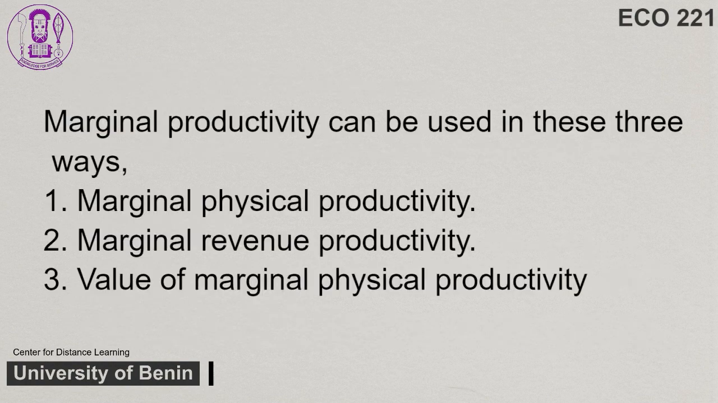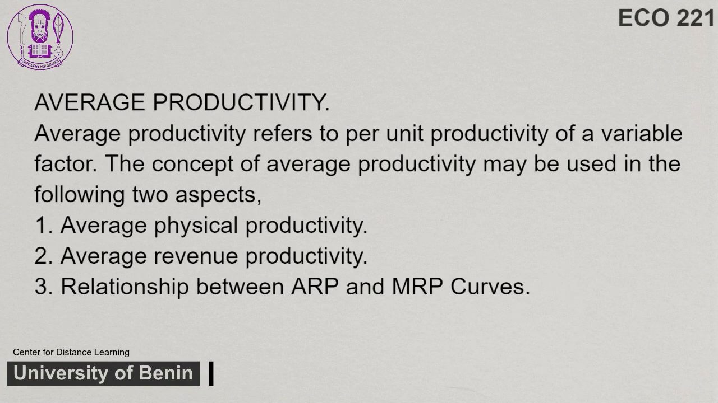Marginal productivity can be used in these three ways. 1. Marginal physical productivity. 2. Marginal revenue productivity. 3. Value of marginal physical productivity. Average productivity. Average productivity refers to the per unit productivity of a variable factor. The concept of average productivity may be used in the following two aspects. 1. Average physical productivity. 2. Average revenue productivity. 3. Relationship between ARP and MRP curves.